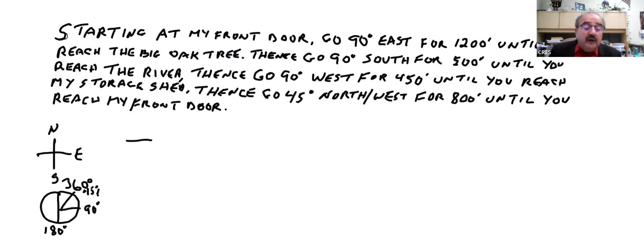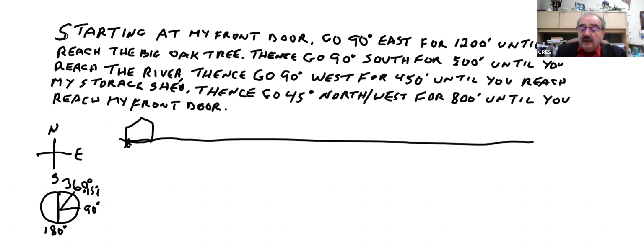Starting at my front door. It says I have to go east for 90 degrees. So east is due to my right, all the way over to my right, for 1,200 feet till I reach the big oak tree. So going due east for 1,200 feet till I get to the oak tree. Right there. Now I'm facing the oak tree.